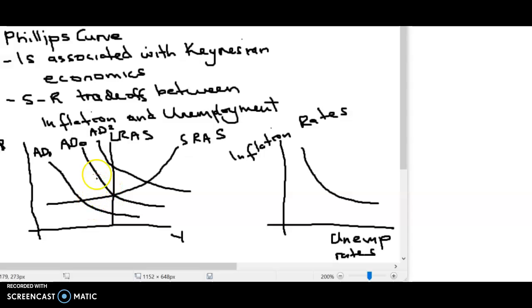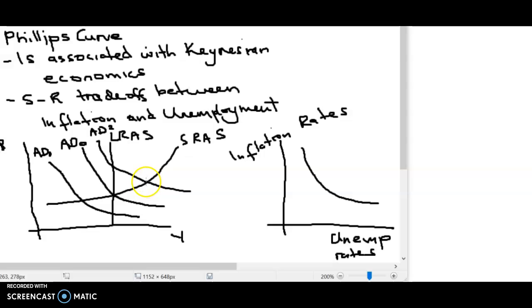Let's say we are back at AD 0, and this time, let's say there's something that boosts our economy. Let's say something happens, whatever that is. Let's say it's consumer confidence. Consumers are really confident and they want to go out and spend a lot, and so this boosts our economy to the right. And so here, AD2 shifts all the way out to here. So our short-run equilibrium is over at this point.